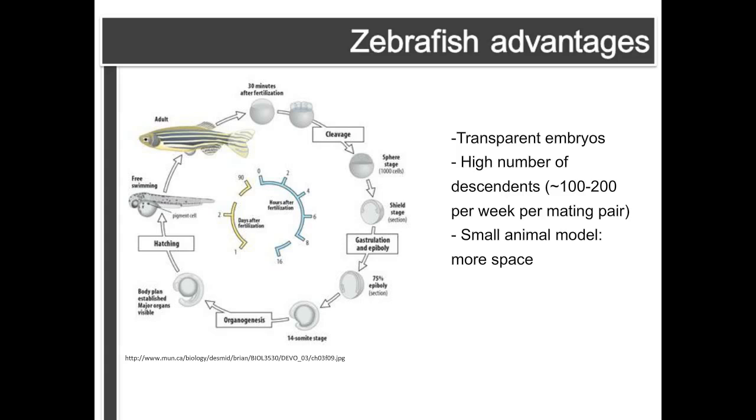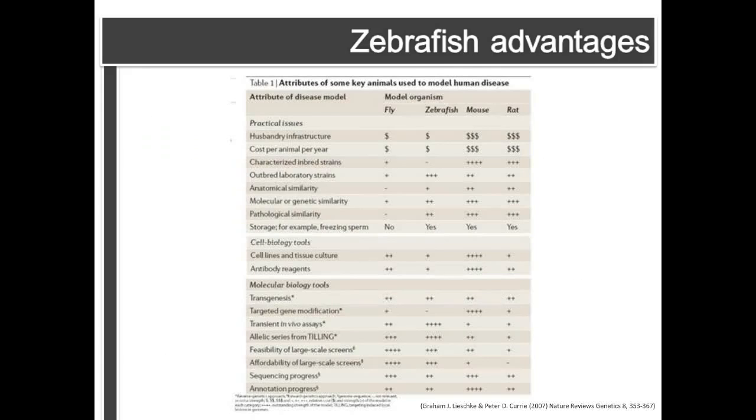It's a small animal model, so you don't need much space. It has a quick development. From fertilization to hatching to free-feeding larva, the zebrafish passes at just 3 to 6 days post-fertilization. And all of this will reduce the cost with the animal. You can see that in this illustrative table.